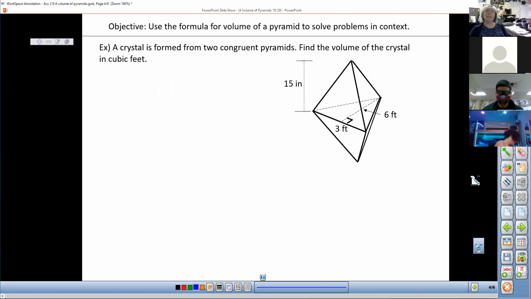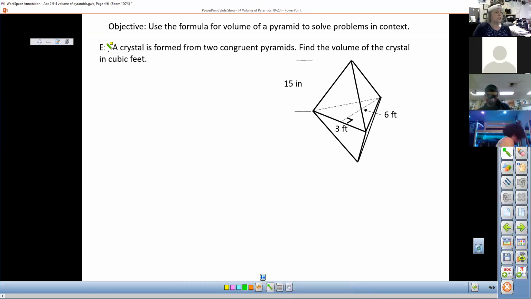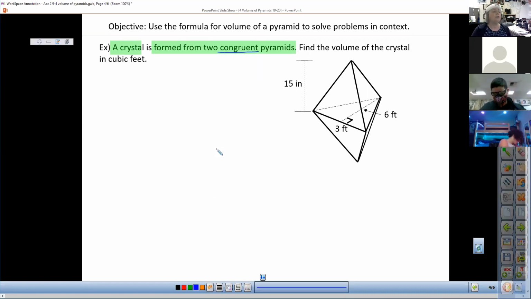So in our last lesson, yes, I think so, that was the one where we did composite figures with prisms and with cylinders. So now we will often see composite figures in these future lessons also, rather than doing them separately anymore. So here we actually have technically a composite figure because it is formed, so it's a crystal in context, but it's formed from two congruent pyramids. Here again is a word that we have learned before. Hopefully you remember what it means.